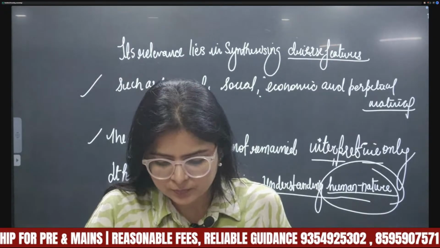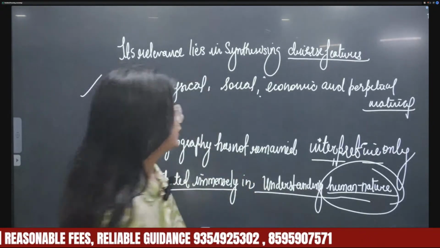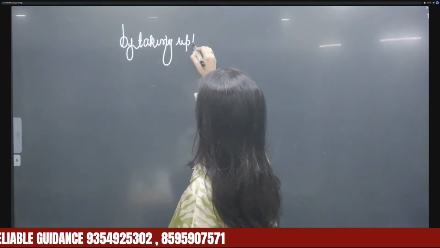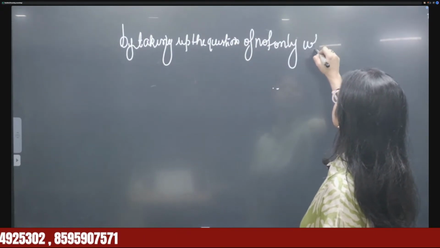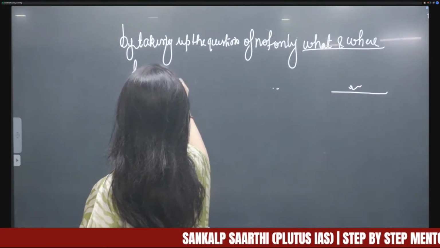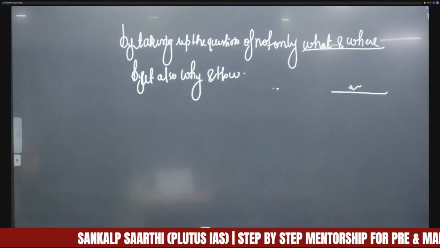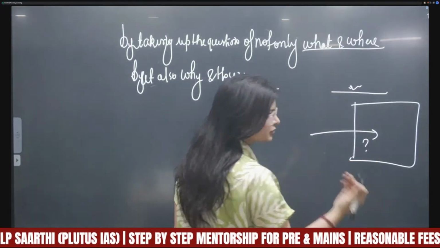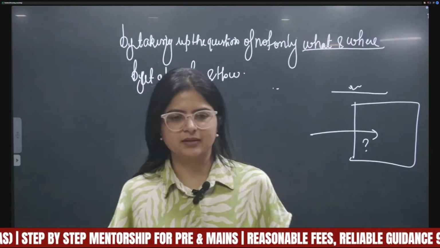By taking up the question of not only what and where, but also why and how. What does this mean? That you are not just merely solving the problem of what and where, that this is here and this is there. That's it, this is just a description. Why is this here? That is what they have tried to develop. And that is how we have been able to understand the relationship of this subject with the other disciplines as well.